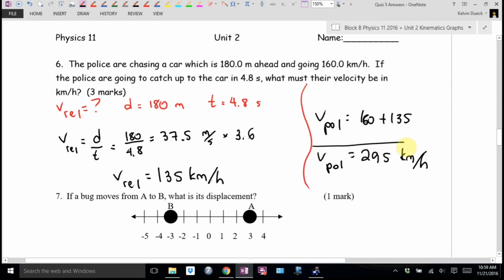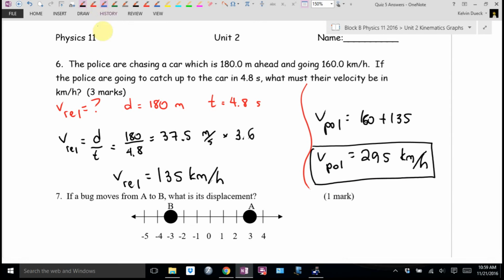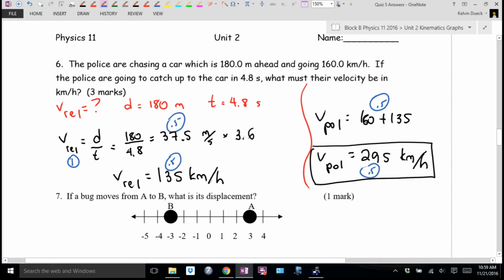If you got that, that would get you 3 out of 3. Otherwise, I would probably give you, let's see, 1 mark if I saw that, a half mark if I saw the 37.5, a half mark if I saw the 135, a half mark if you showed that you knew you had to add them together, and then a half mark for the answer. But if you got the right answer, 3 out of 3.